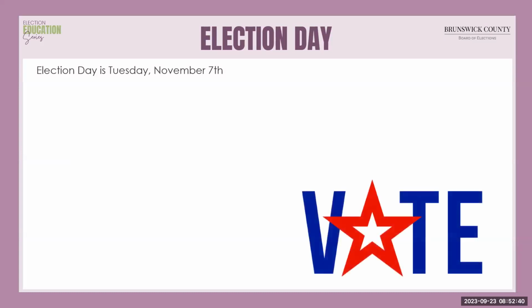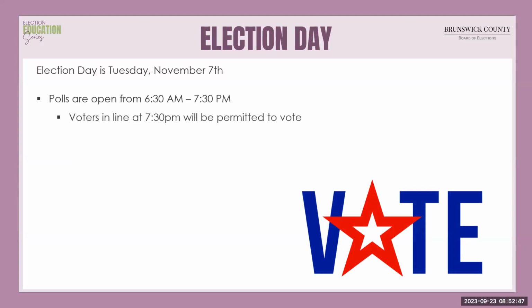Election Day this year is on Tuesday, November 7th. The polls will be open from 6:30 a.m. until 7:30 p.m. and voters who are in line at 7:30 p.m. will be permitted to vote. At that time, the chief judge of the precinct will go to the back of the line and take down the name of the last voter. They will place a poll worker at the end of the line to let latecomers know the polls are closed.